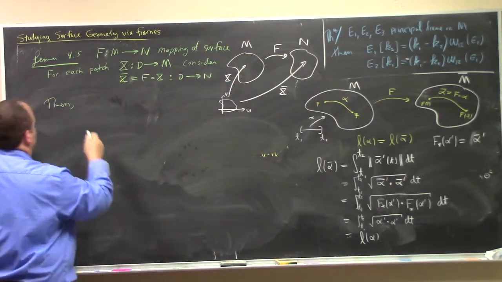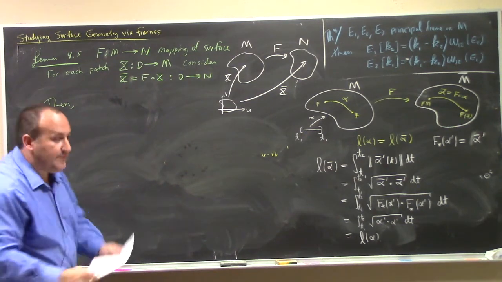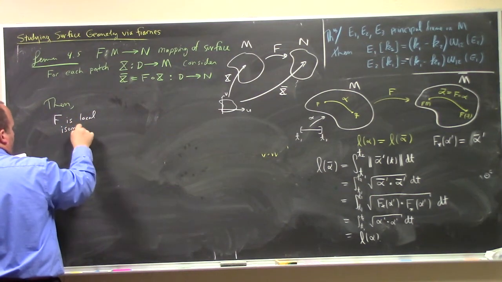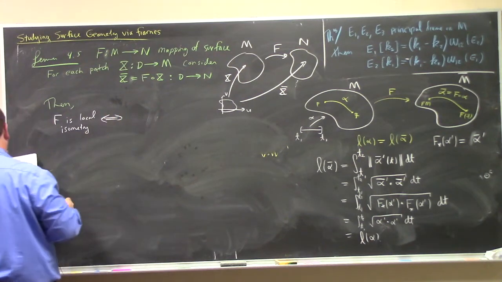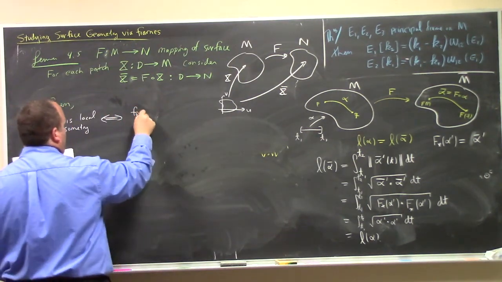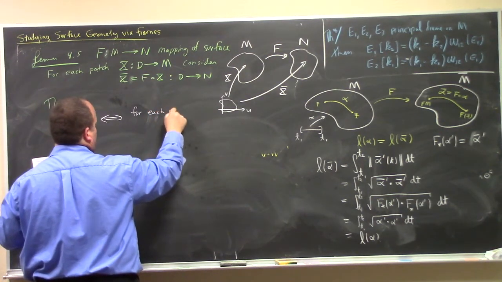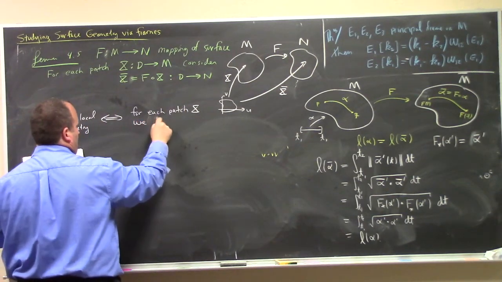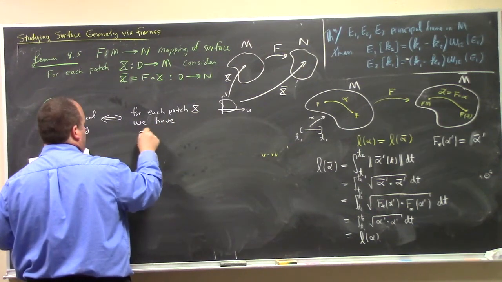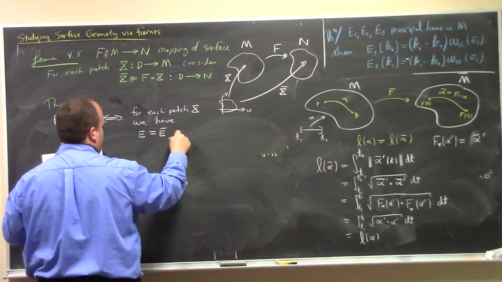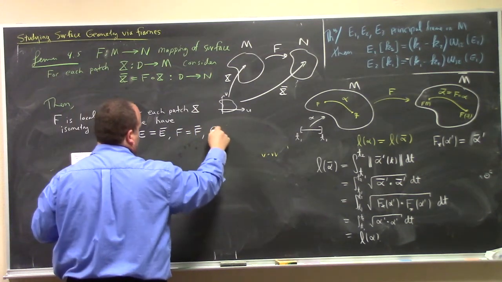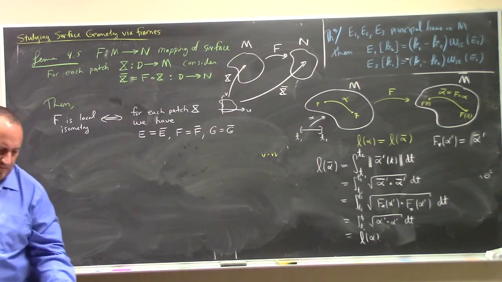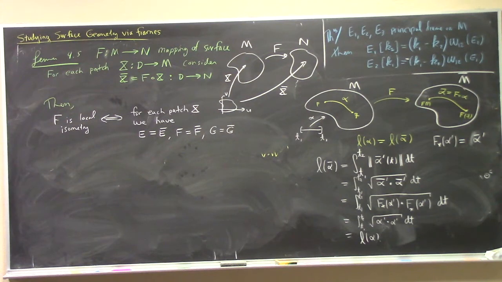Given this setup, something very neat happens. Then f is a local isometry if and only if what? For each patch X, we have E equal to E bar, F equal to F bar, G equal to G bar. Now, what do we mean by E bar, F bar, G bar here? Isn't that what we did before?